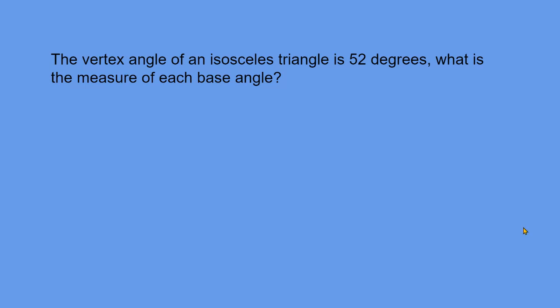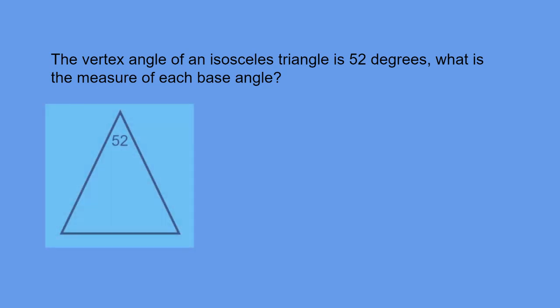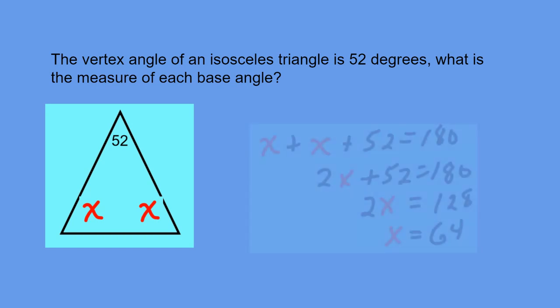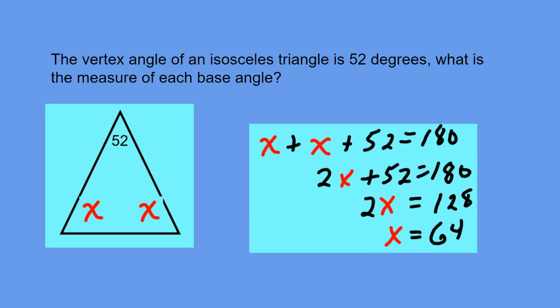Okay, so here are a few examples. The vertex angle of an isosceles triangle is 52 degrees. What is the measure of each base angle? Okay, so here we have an isosceles triangle, and we know it's 52 degrees at the vertex. The two base angles have to be the same, so they'll both be marked by X. We know that the angles add to 180, so X plus X plus 52 equals 180. And we go through the algebraic steps to find out that X is equal to 64.